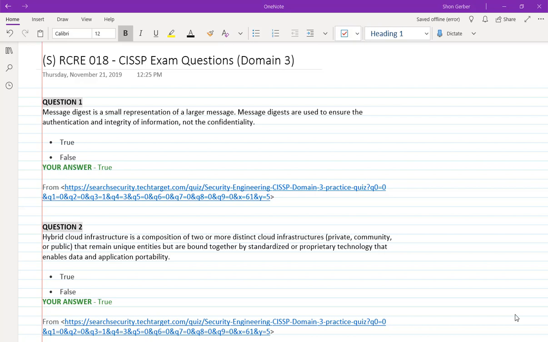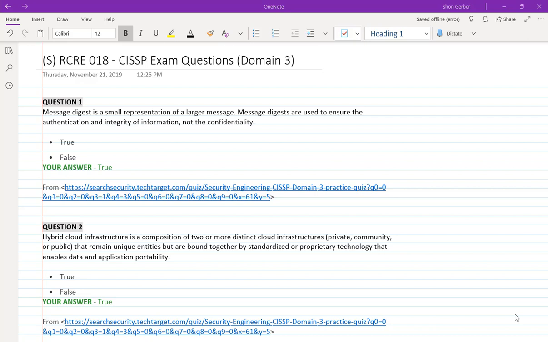Message digest is a small representation of a larger message. Message digests are used to ensure the authentication and integrity of information, not the confidentiality. So this is a true-false statement. Again, message digest is a small representation of the larger message. Message digests are used to ensure the authentication and integrity of information, but not the confidentiality. These questions come from techtarget.com, and we'll see what the answer is. And the answer is true.